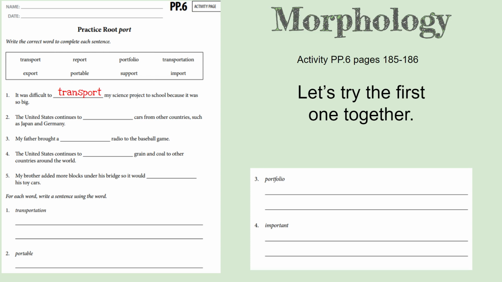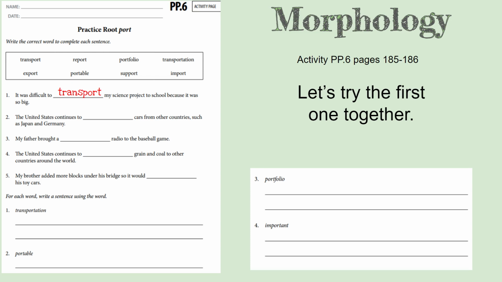All right, I identified that transport would be best. I'm talking about moving my project to school, so that means I have to get it from somewhere else. So I'm moving it to school. So I'm going to reread that sentence again now that I've put the word in to make sure it sounds as good as I think it does when I read it quietly. It was difficult to transport my science project to school because it was so big. That sounds about right. Now I'm going to move on to number 2.